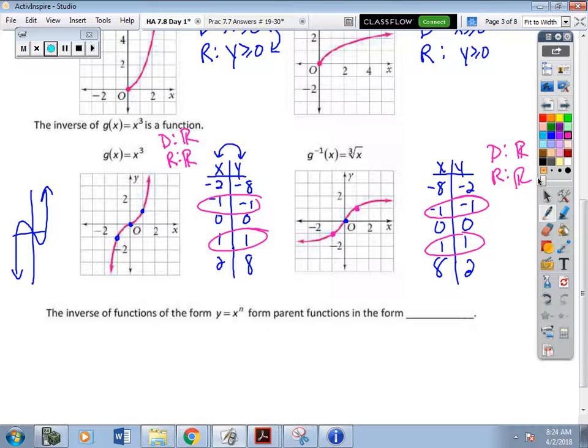Now, why do we not have a positive or negative right here? Garrett? Because it's cubed. So remember, when you take a cube root, the cube root of a positive number is positive, the cube root of a negative number will be negative. So you don't put a plus or minus. This tells us the inverse of functions in the form y equals x to the n power will be equal to y equals the nth root of x. So if it was x to the fourth, the inverse would be the fourth root, and so on and so forth.